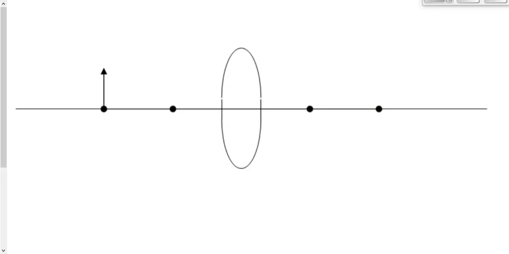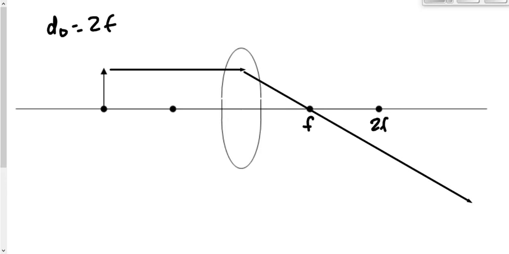Let's look at the second one that's on the sheet that I gave you earlier. This time our object is right at 2F. Remember, this was F and this was 2F, and on the other side we had those spacers as well. We're going to look at, once again, two rays. The first ray is reflecting off of the shiny bald head, parallel to the principal axis, and it goes down through the focal point. The second ray goes down through the optical center, and where does it go? Straight through.